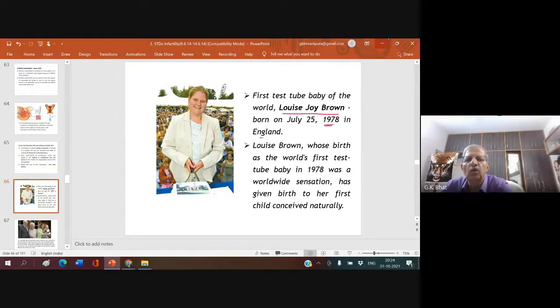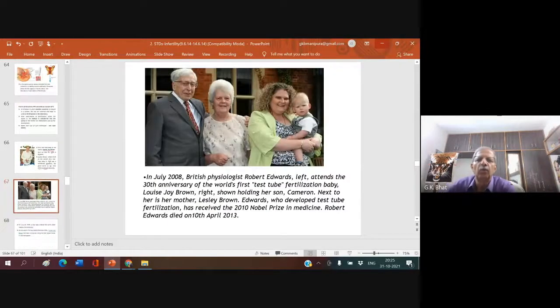Louise Brown, whose birth as the world's first test tube baby in 1978 was a worldwide sensation, has given birth to her first child, conceived naturally. She gave birth to her baby, and that baby she got by natural way. Okay? So, whom are these?